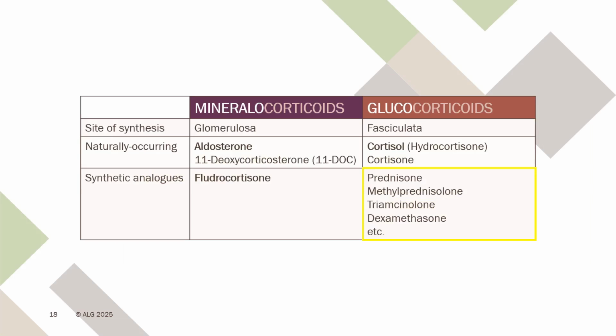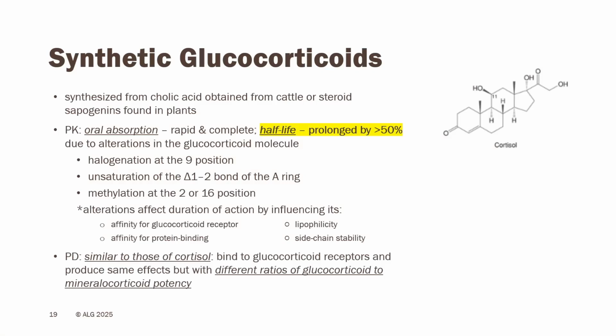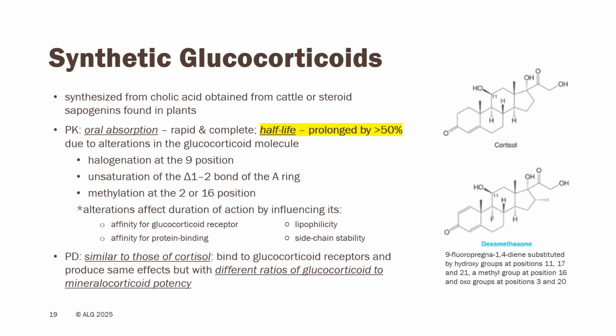Now, we move on to synthetic glucocorticoids. Synthetic glucocorticoids are of animal or plant origin. The glucocorticoid molecule is synthetically modified to prolong its half-life and duration of action. These are some of the alterations. Dexamethasone contains multiple alterations. Firstly, the halogenation at position 9, specified here as the addition of a fluoro group. Next is the unsaturation, also known as addition of a double bond at position 1, 2. These alterations make dexamethasone a long-acting and highly potent glucocorticoid.